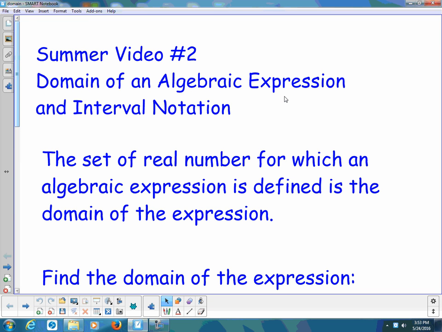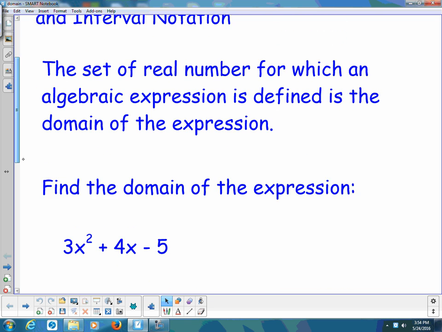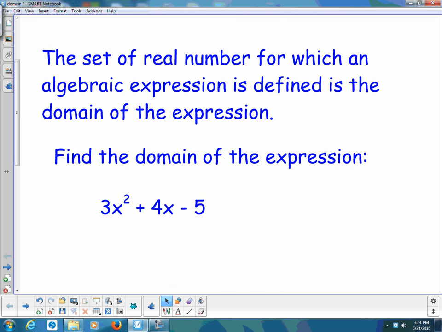We are looking at summer video number 2, and the topic is domain of an algebraic expression and interval notation. The set of real numbers for which an algebraic expression is defined is the domain of the expression. So let's take a look at this example. Find the domain of this expression.